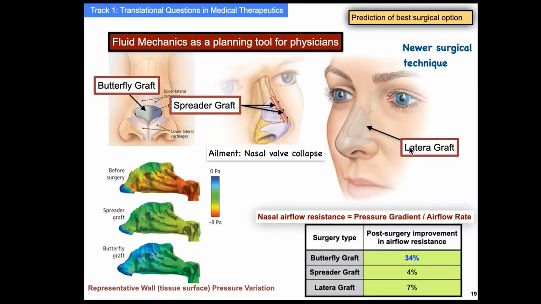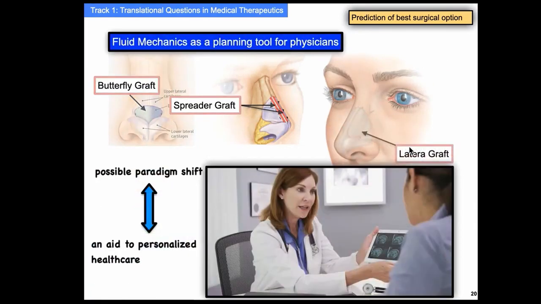We see that with the butterfly graft, post-surgery, the improvement in the airflow resistance is almost 34%. And this is from a cohort of around 15 cadaveric heads. The spreader graft and the lateral graft perform very similarly, but lateral did somewhat better. So at least for these 15 subjects, we can tell that the butterfly graft works more efficiently in helping the flow of air through the nose compared to the other two techniques.